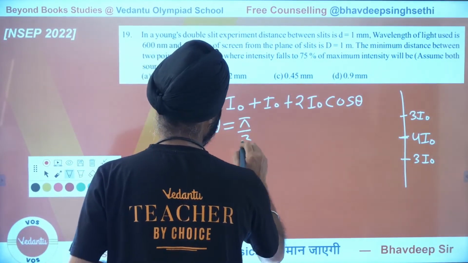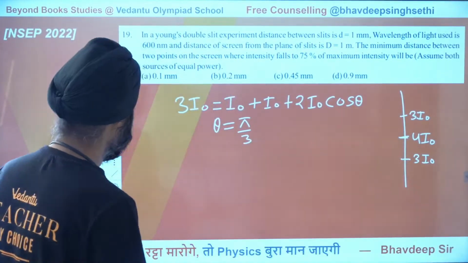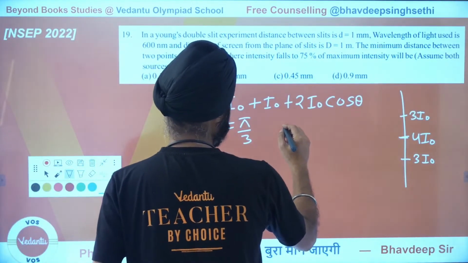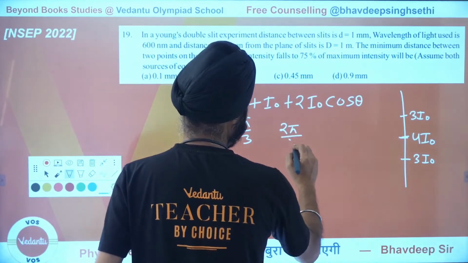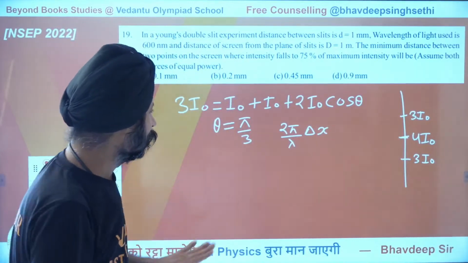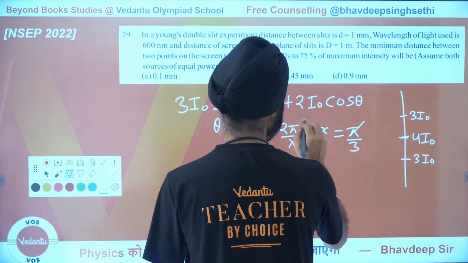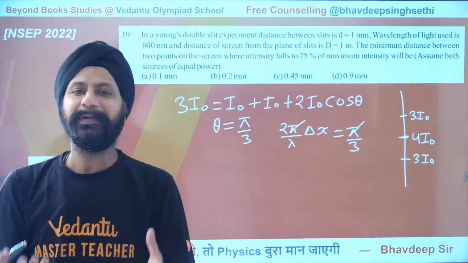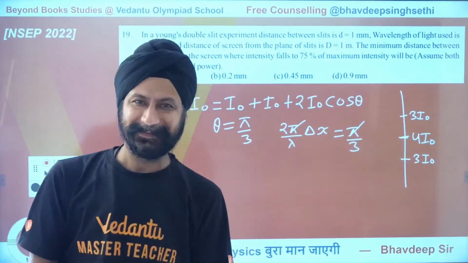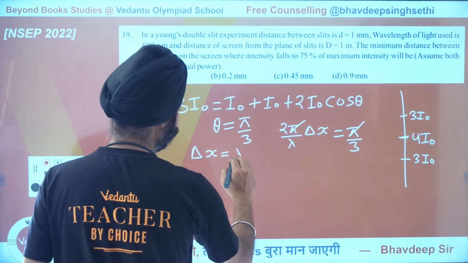Awesome. Let's convert it to the path difference because you're talking about distances here. This theta, or the delta phi, whatever you want to call it, is the same as 2 pi by lambda times delta x. Isn't this the conversion? That is given to me as pi by 3. So pi crosses out, delta x is lambda by 6. So that path difference is lambda by 6. So let's write it down. So delta x is lambda by 6.